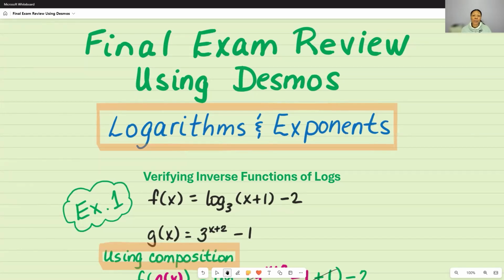This video will help you with your final exam review. I'm going to show you how to use Desmos for logs and exponents. So for your first example, we're going to verify inverse functions of logs.